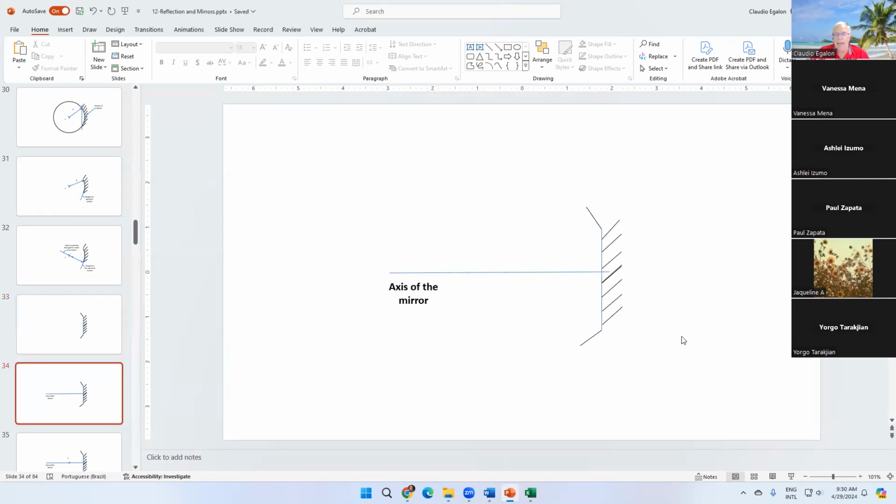We put an axis for the mirror as well. We draw an axis of the mirror that passes through the center of the mirror. We draw the center of curvature of the mirror. It is important.